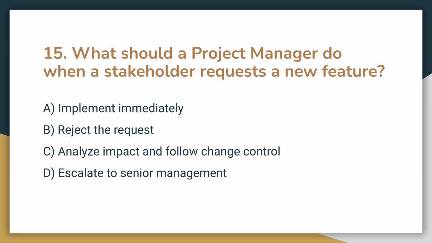Question 15. What should a project manager do when a stakeholder requests a new feature? A. Implement immediately. B. Reject the request. C. Analyze impact and follow change control. Or D. Escalate to senior management. The balanced and professional response is C. Analyze the impact and follow the change control process.